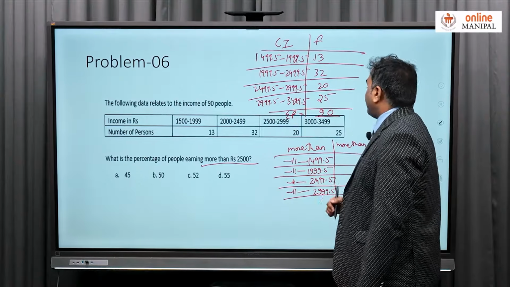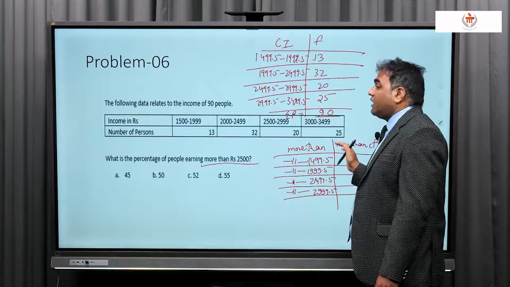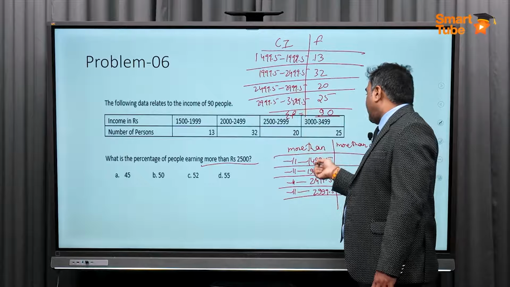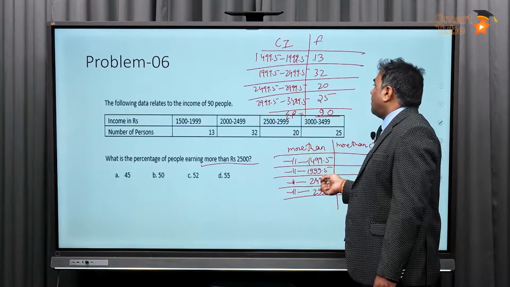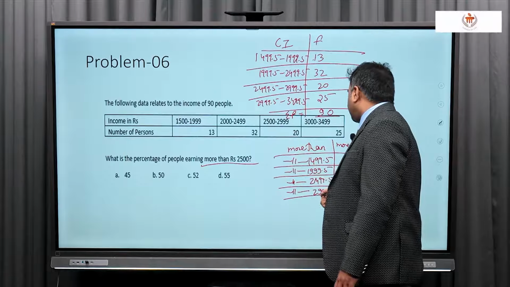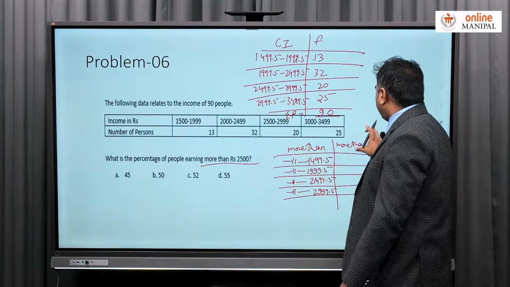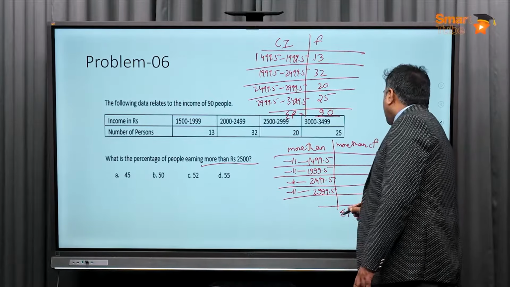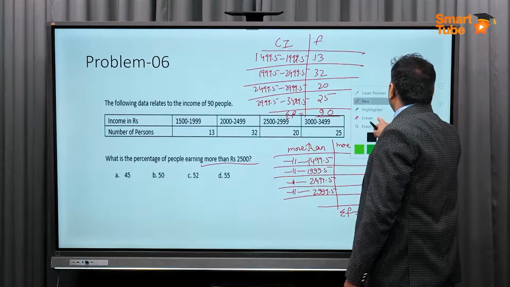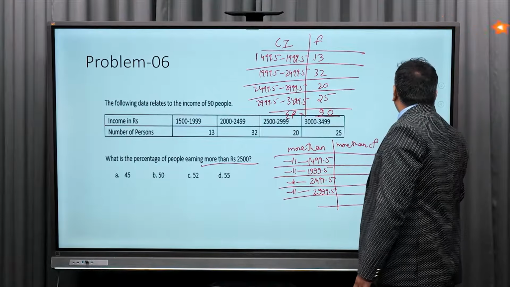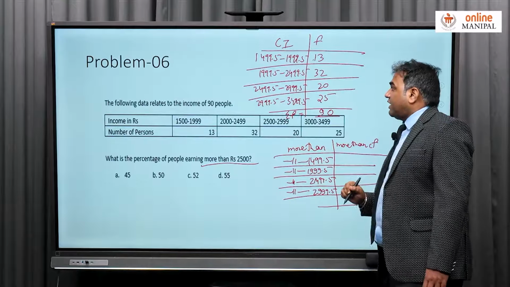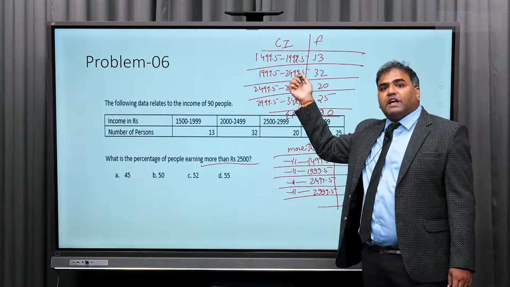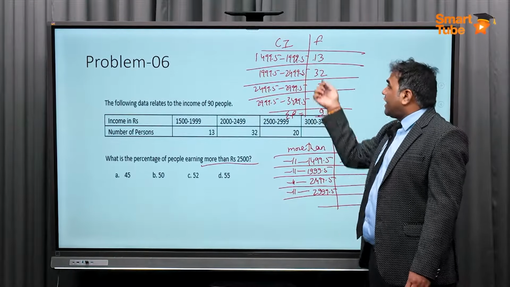What I'm trying to do is convert the normal class interval into cumulative form. So I'll write more than 1499.5, more than 1999.5, more than 2499.5, more than 2999.5. Now I got this. Now the total sum of this frequency should be equal to 90. The total sum of the frequency should be equal to 90. That means the total value is equal to 90. Here more than 1499.5, what would be the total value? All the values more than that, right?